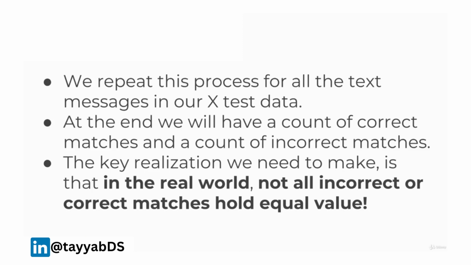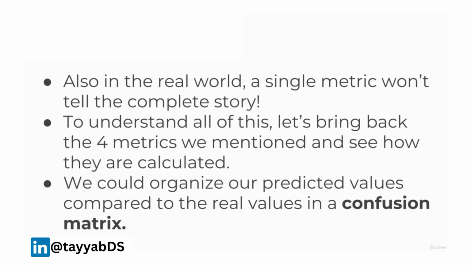Here's the absolute key realization and probably the most fundamental part of this particular lecture. In real-world situations, not all incorrect or correct matches hold equal value, which is why we have those various classification metrics. It's not enough to understand that you got a particular count of correct versus a particular count of incorrect. It's various ratios that we need to take into account. So in the real world, a single metric won't tell the complete story. To understand all of this, we're going to bring back those 4 metrics we mentioned at the beginning and see how they're actually calculated.